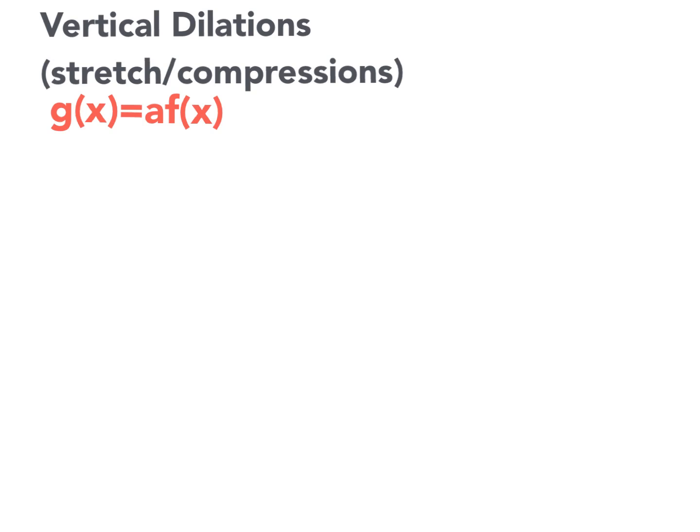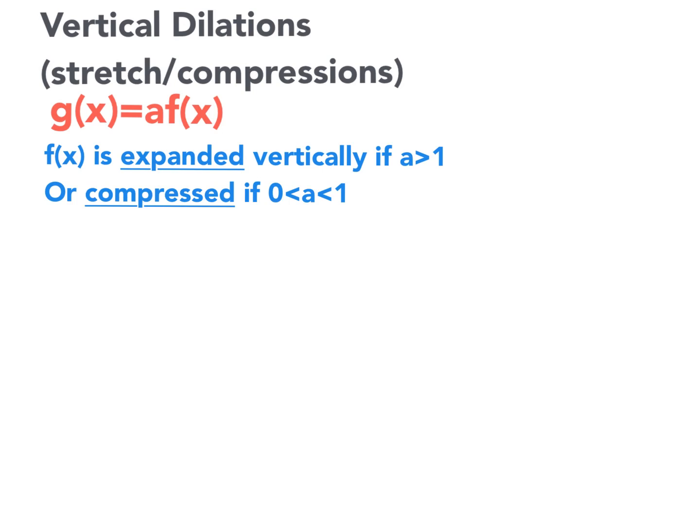All right, the next thing I want to talk about are vertical dilations. You should remember that a dilation is whenever you can compress or shrink a function or expand or enlarge a function. And we can do this vertically or horizontally. So we're going to focus on vertically first, and that's whenever you have this a multiplying the function. So f of x will be expanded vertically if the a is greater than 1, or it'll be compressed if a is between 0 and 1.